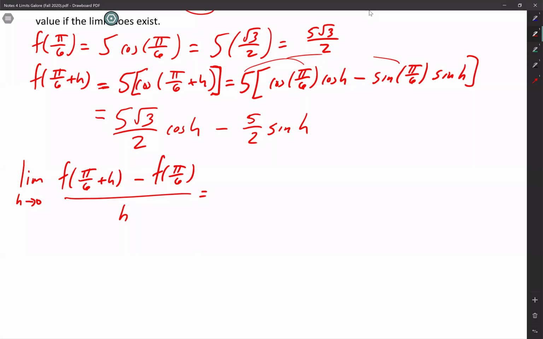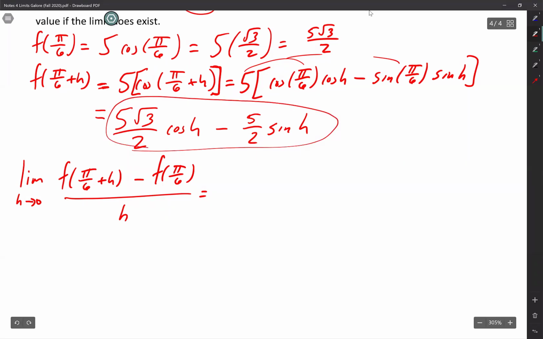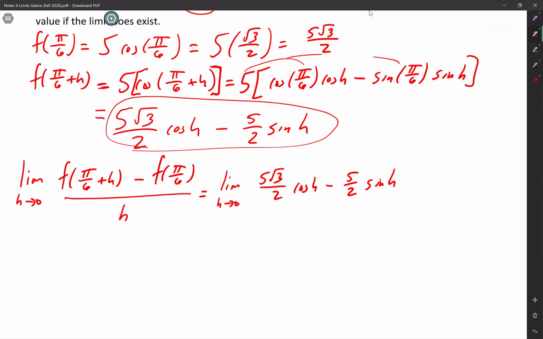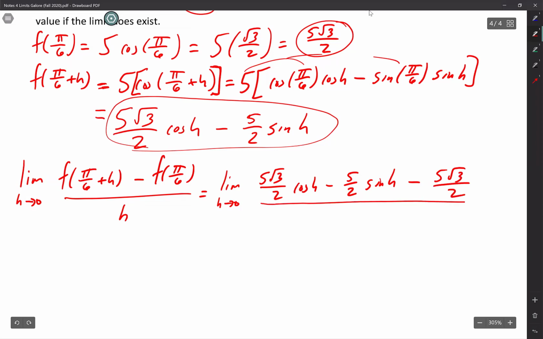I'm going to write my expression. F of pi over 6 plus h is this one right here. So I'm going to write the word limit as h approaches 0 of 5 square root of 3 over 2 cosine h minus 5 half sine h. That's f of pi over 6 plus h, minus 5 square root of 3 over 2, and all this is over h. So catch up right there.